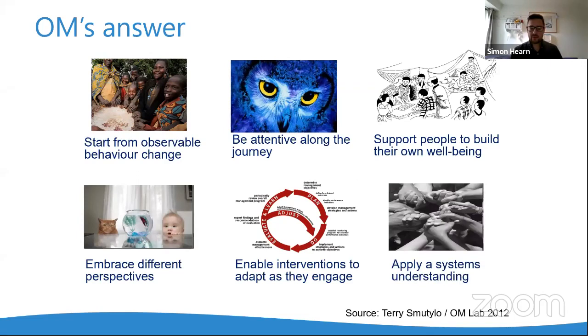And outcome mapping helps us to apply a systems understanding, not just what our project is trying to do and focused on, but where our project sits in the wider system, and how it interacts with the different actors in that system. What are the relationships and interrelationships in that system?